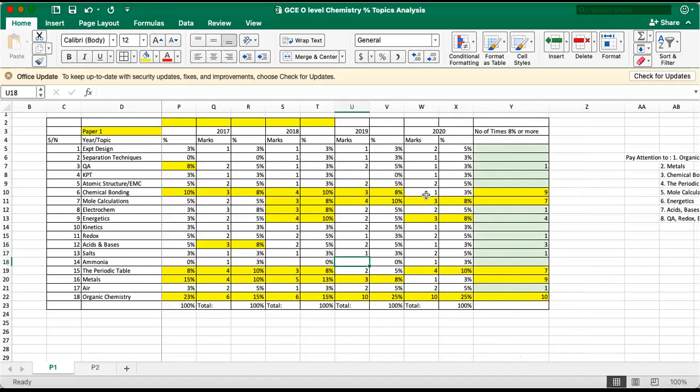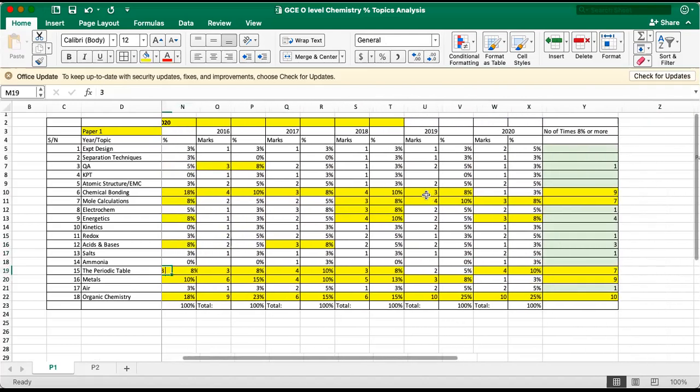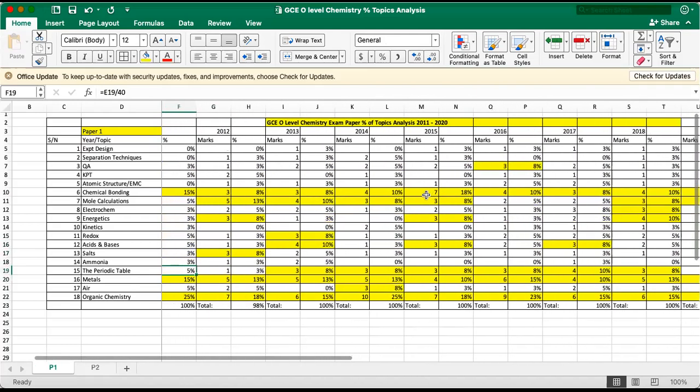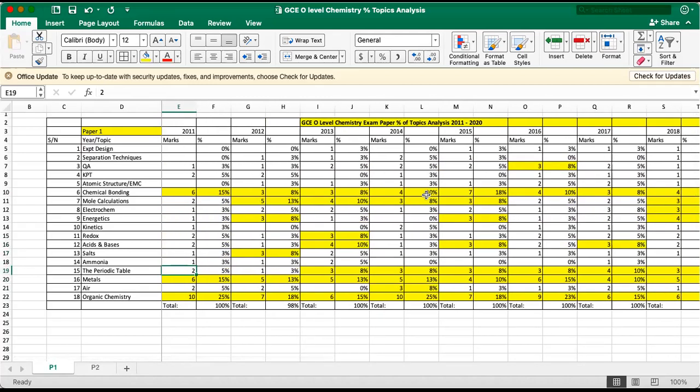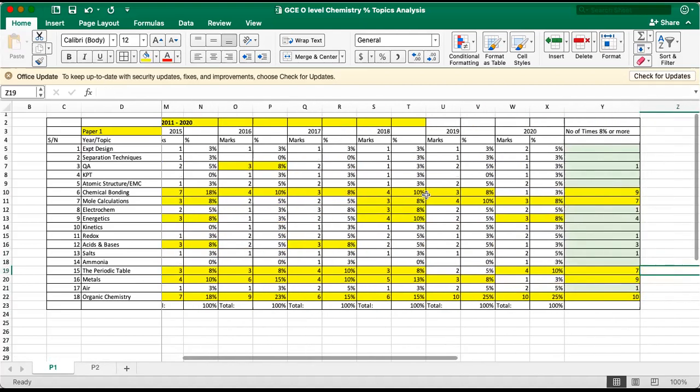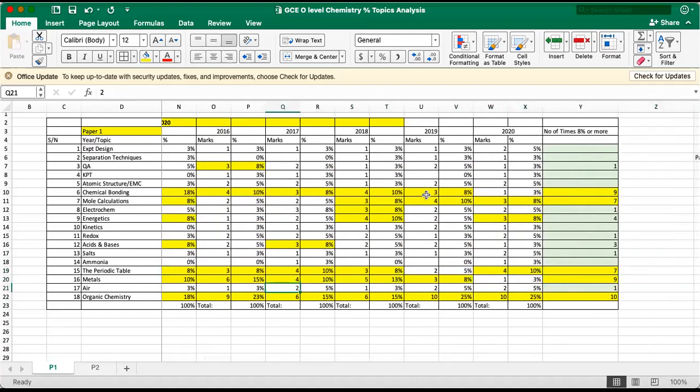Then periodic table, yes, periodic table is very important also. Very, very important. So group one, group seven, noble gases, please pay attention to them. And maybe not as much in MCQ, but when we look at the structure, it's quite important.